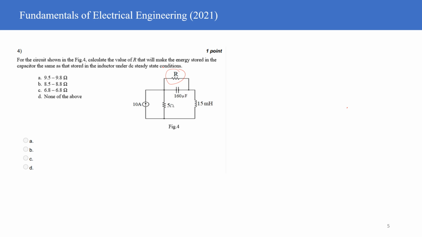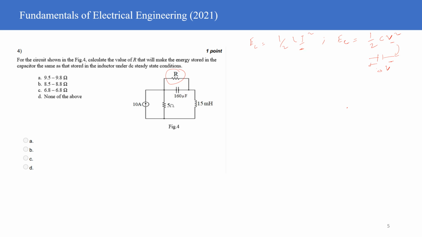Under DC state operations. So what is the energy stored in an inductor first of all? Energy stored in an inductor is half Li square, as we had seen previously. What is the energy stored in a capacitor? It is half CV square. What is the voltage? It is the voltage across the capacitor, right? So this is plus and minus, so delta V is the voltage across the capacitor. This voltage will be going here, right?